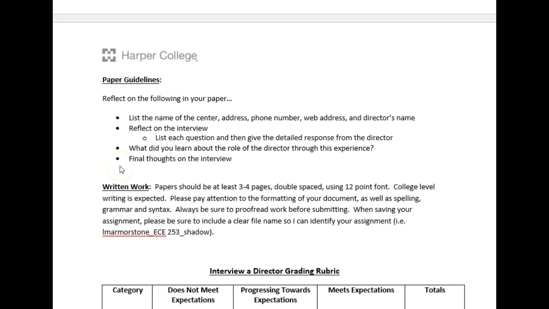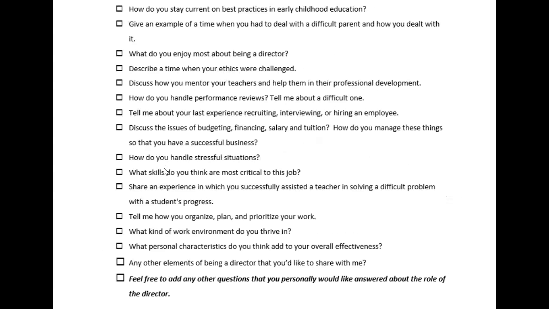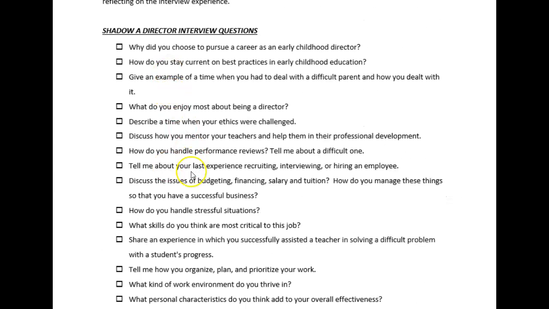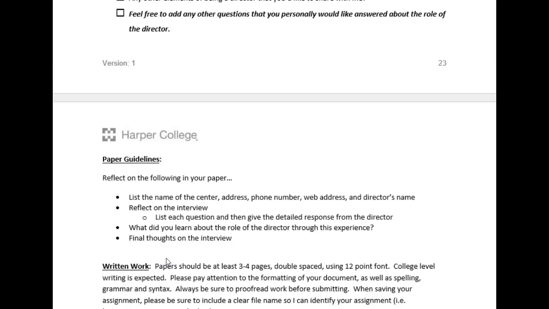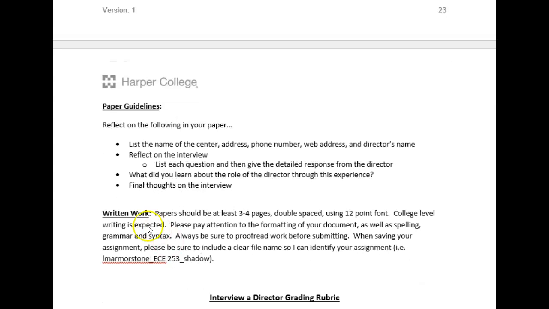So again, like I said, this paper is super straightforward. You're just scheduling an interview, asking these questions, reflecting on the questions, and just kind of interpreting your whole overall experience of that interview. This paper will probably be about 3 to 4 pages. Again, make sure it's double spaced using 12-point font. As always, college level writing is expected.